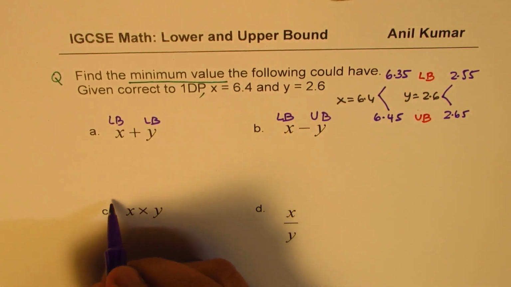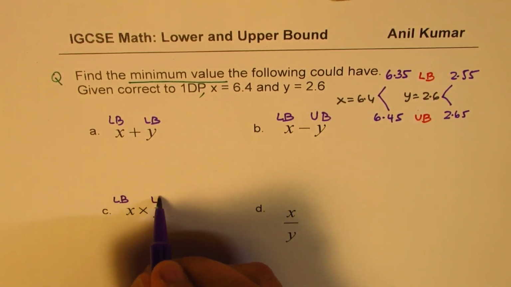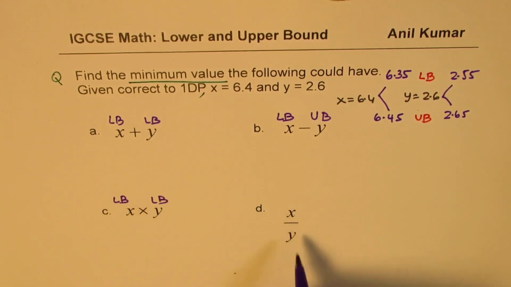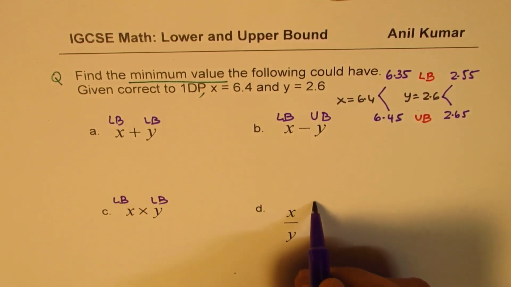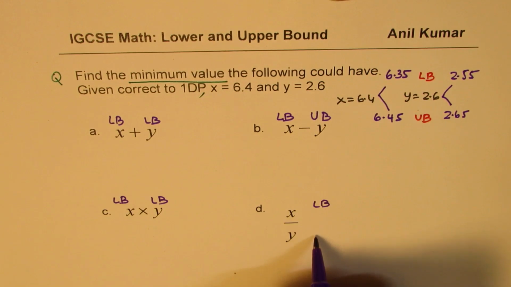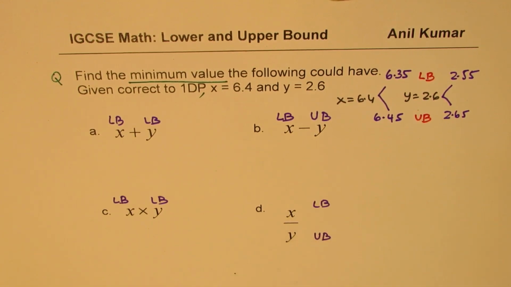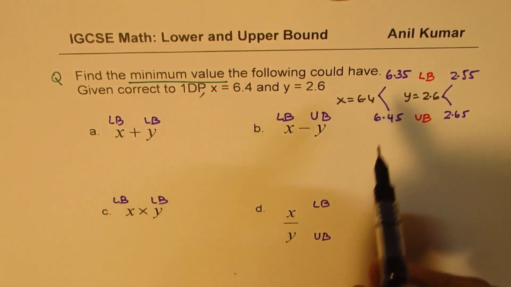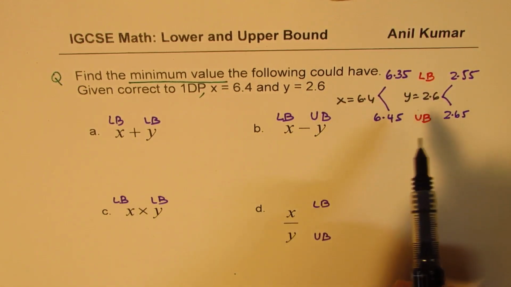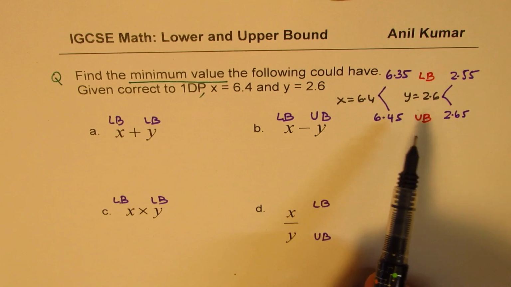When you multiply, we should take both lower bounds for the minimum value, and when you divide, we have to take the lower bound for the numerator and the upper bound for the denominator. So that is the basic rule with which we are going to work. And now let's figure out what the values are. You can actually pause the video and get the values.